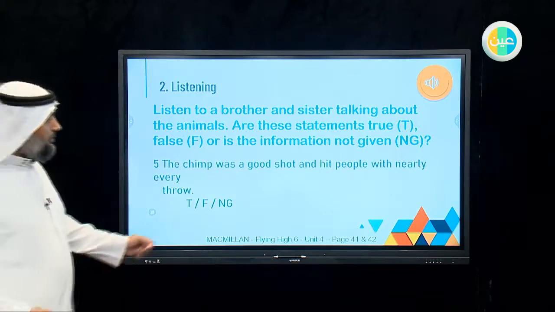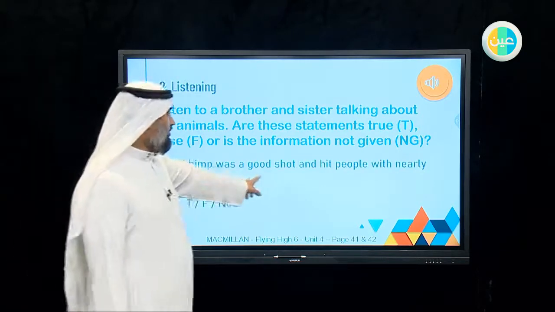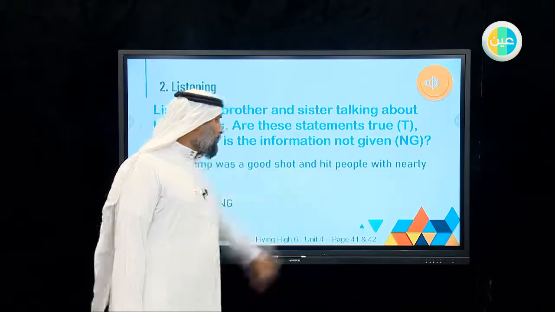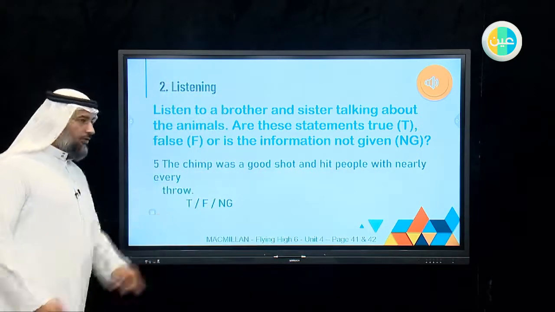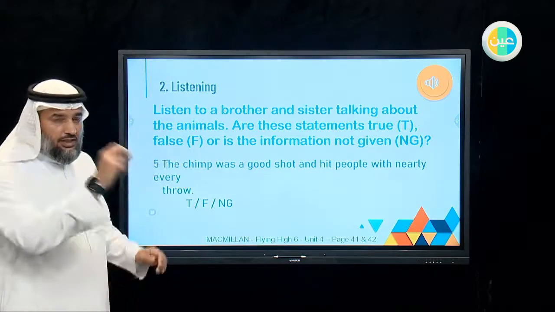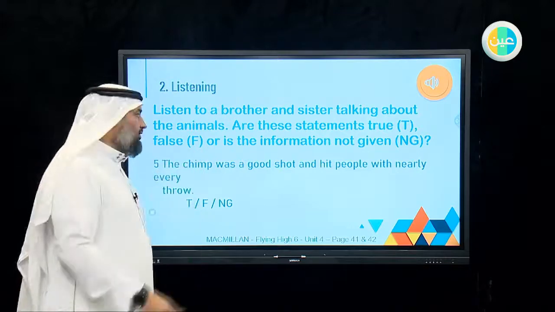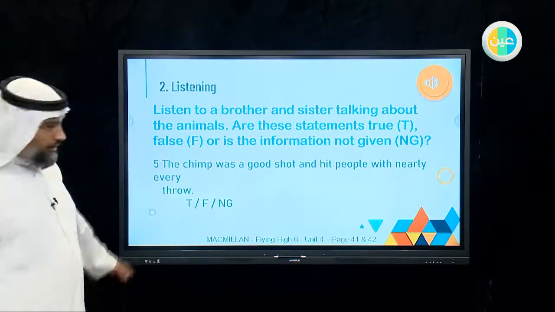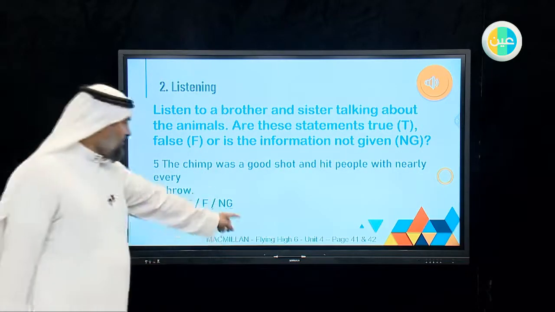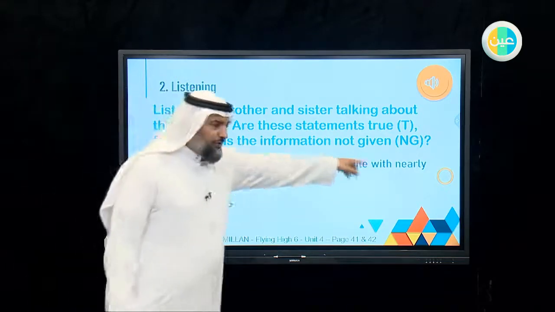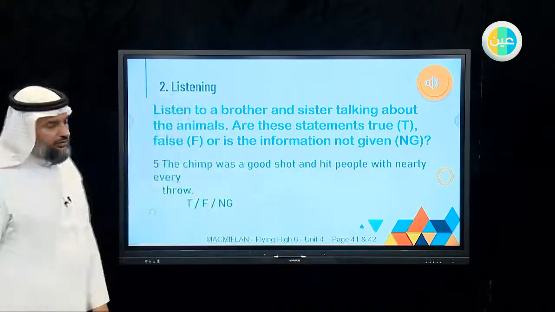The chimp was a good shot and hit people with nearly every throw. When he throws the rock, every time he throws it, he hits the people over there. It's not mentioned, we don't know. It's not given. We don't know about this.